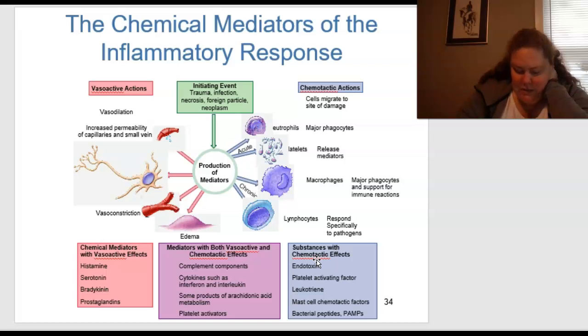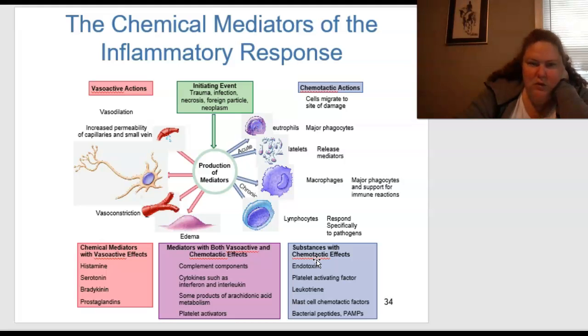The chemical mediators of the inflammatory response. This is figure 14.14 in your book. These are the major chemical mediators of the inflammatory response and their effects. You have your vasoactive actions, and this is going to cause your vasodilation, your increased permeability of the capillaries and small veins, and also vasoconstriction. So it can cause both dilation and constriction. Those chemicals would be histamine, serotonin, bradykinin, and prostaglandins.